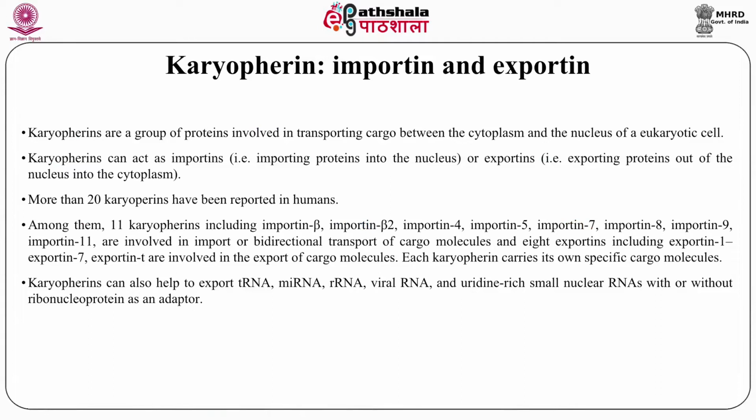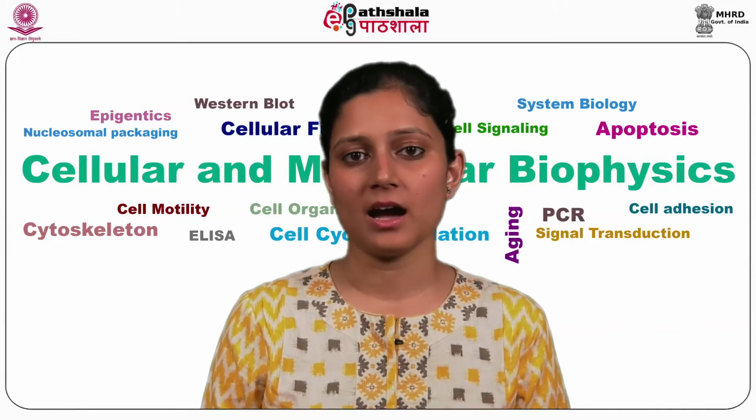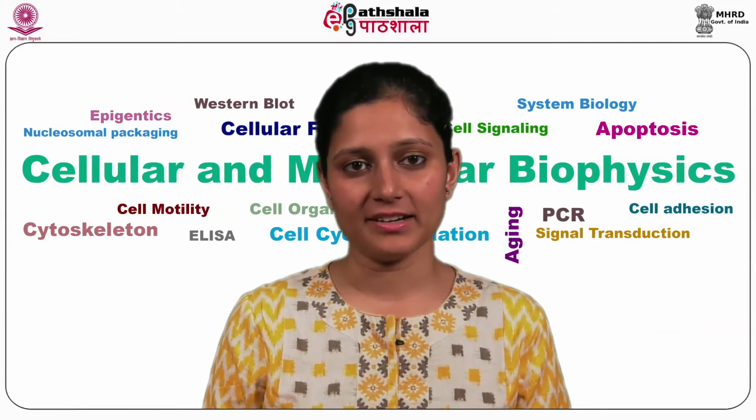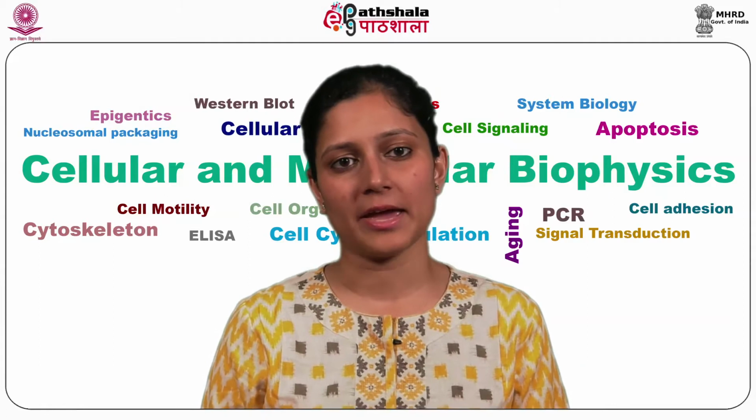More than 20 karyopherins have been reported in humans. Among them, 11 karyopherins, including importin beta, are involved in import or bidirectional transport of cargo molecules, and 8 exportins, including exportin T, are involved in the export of cargo molecules. Each karyopherin carries its own specific cargo molecule. Karyopherins can also help to export tRNA, miRNA, rRNA, viral RNA, and uridine-rich small nuclear RNAs with or without ribonucleoproteins as an adapter.